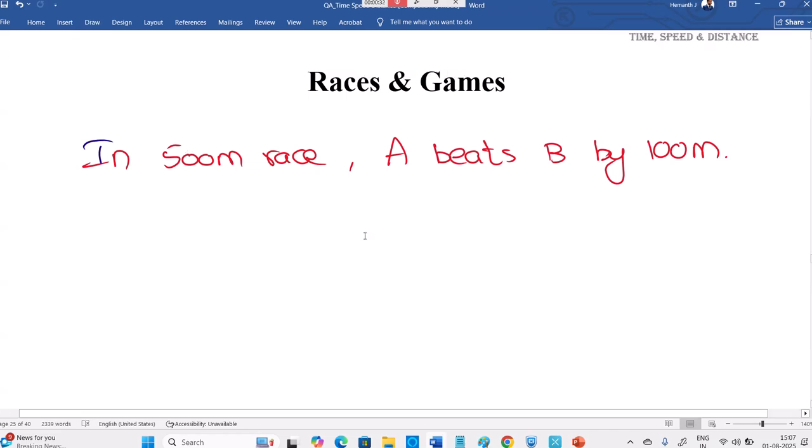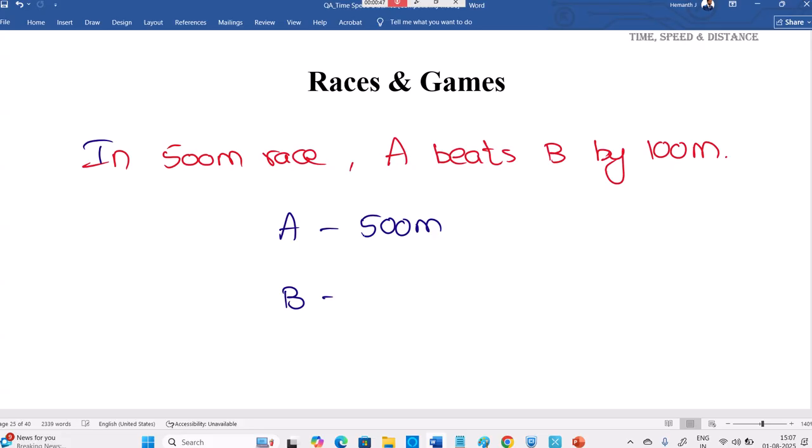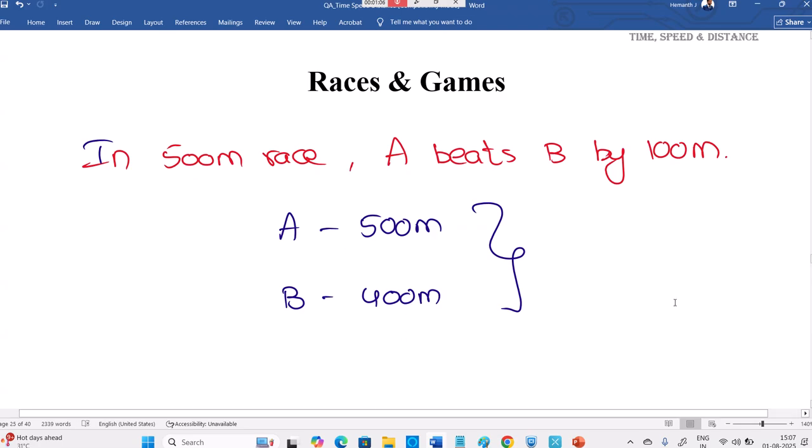Here in a 500-meter race, A beats means A should complete the entire race. So A should complete 500 meters, then only he can give the statement beats by. By the time B traveled 400, that single statement indirectly conveys that A completed the entire race: A completed 500 meters, B traveled 400. Then only we can say in a 500-meter race A beats B by 100 meters.